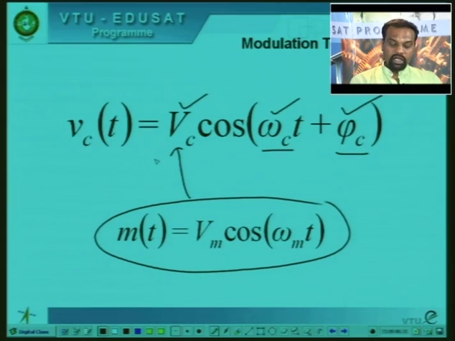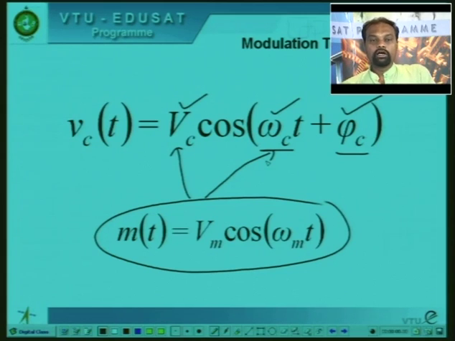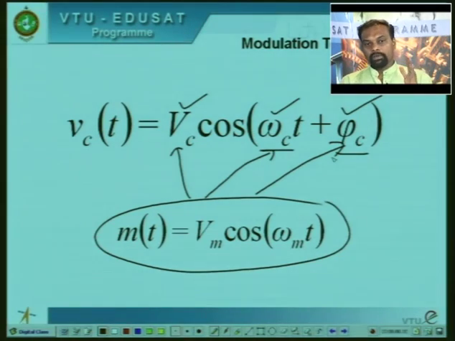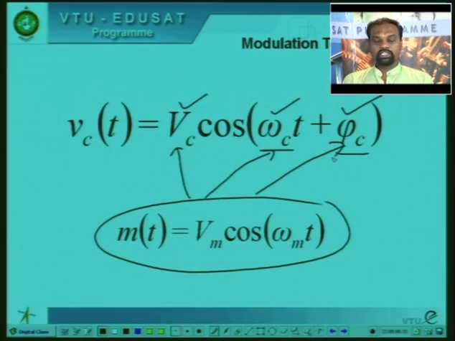Similarly, if this Vm is able to change the frequency of the carrier, we term it as frequency modulation. If it is able to change the phase of the carrier, we call that phase modulation. So these are the three basic modulation techniques that are available: amplitude modulation, frequency modulation, and phase modulation. Now let us understand the first important aspect, called amplitude modulation.